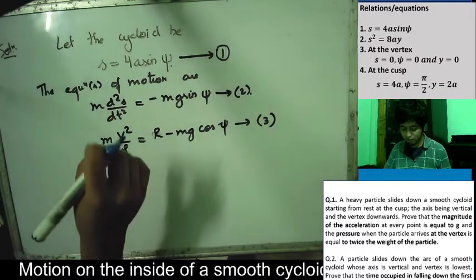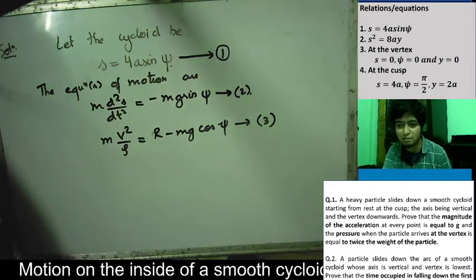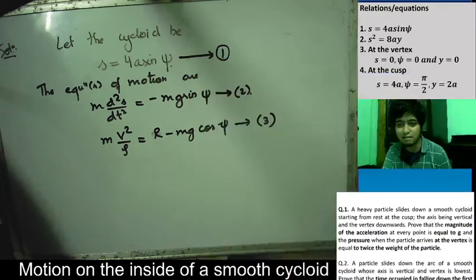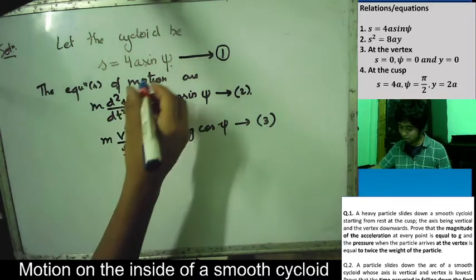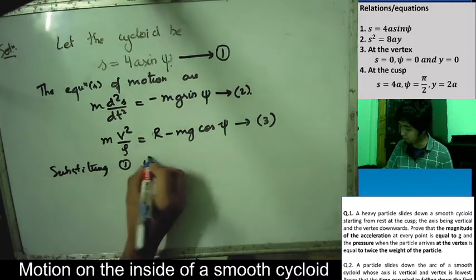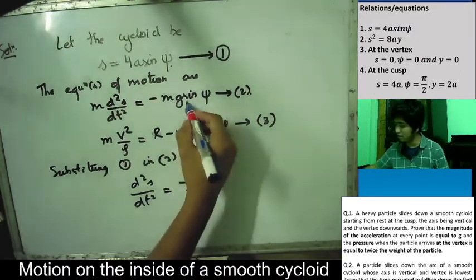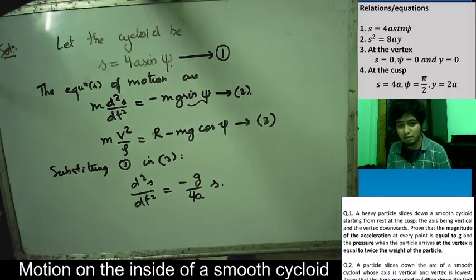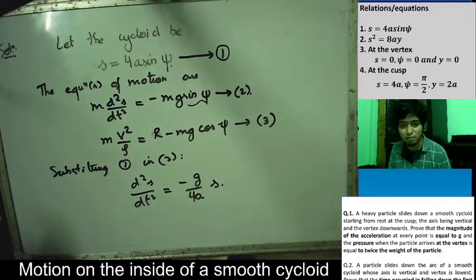Based on this, we will find what is required. The question asks you to find the acceleration. If you remember, we will first need to find the tangential acceleration and then the normal acceleration. So keep that in mind. Now we substitute sin psi = s/4a into equation 1, and we get d²s/dt² = -(g/4a) s. Since we need the tangential acceleration, this one we have already got.